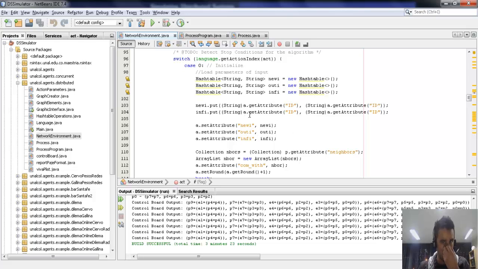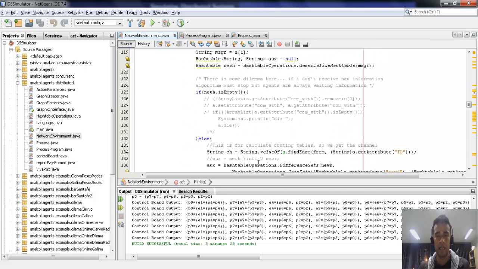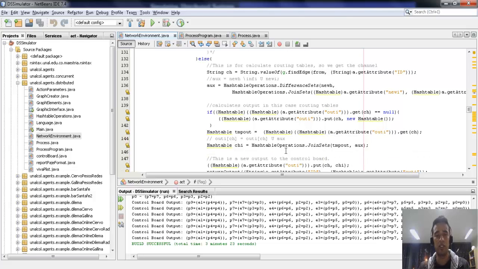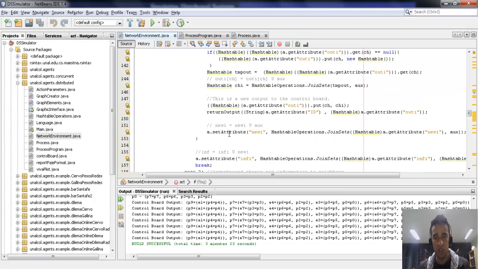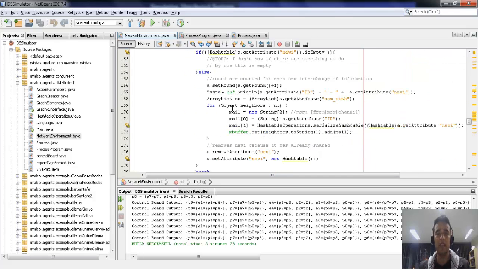And we can see here how the initialization part is, in this specific case for the routing. In the receive action, we can see how the computation of the new information and the returning of the output to the control board is done. And in the asynchronous round, we can see how new information is shared with the neighbors.